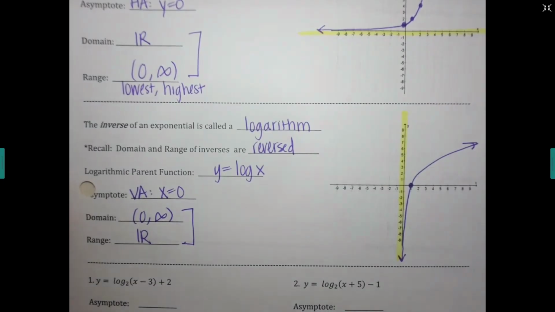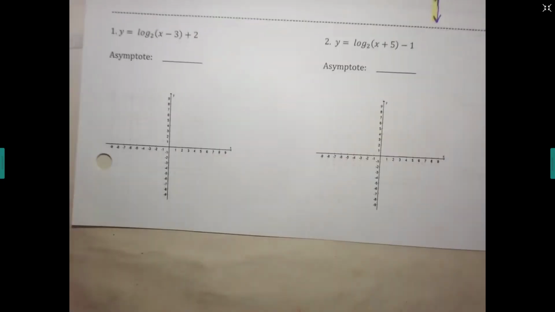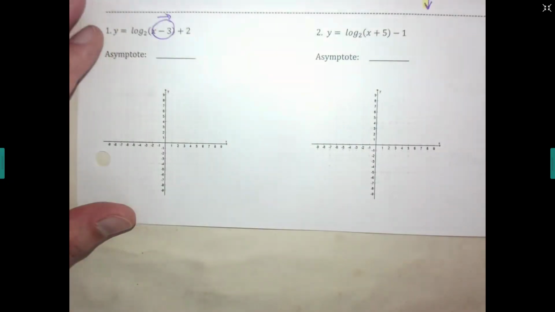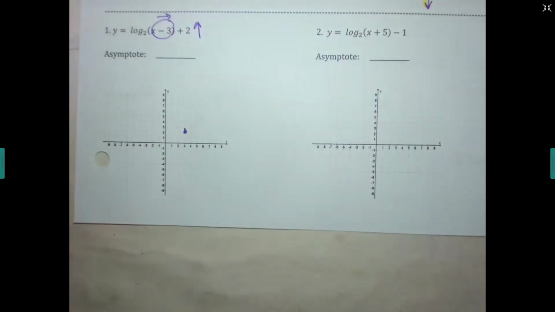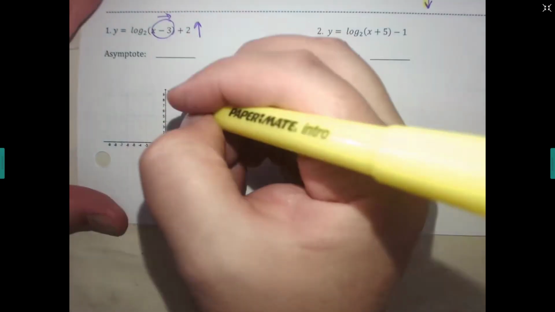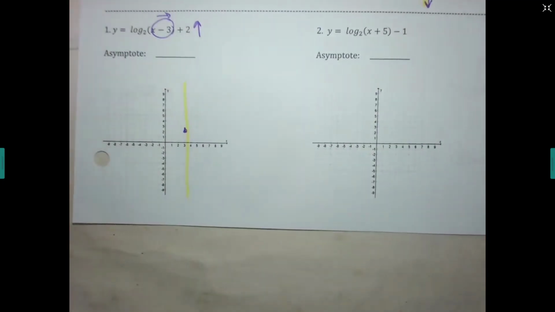So take a look at number 1. Your x has a -3 with it. Which way are we shifting? To the right. Very good. And then +2 would be up 2. So go to the right 3, up 2. But then you're going to draw in a vertical asymptote like that. And remember, that means you can't touch the 3 line. So your asymptote would be x equals 3.